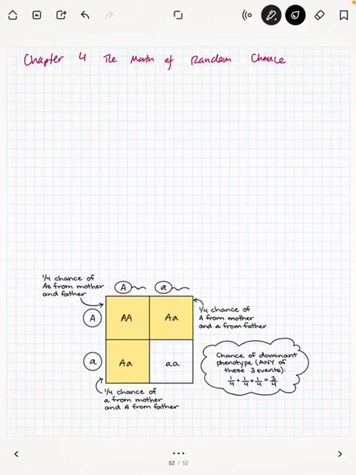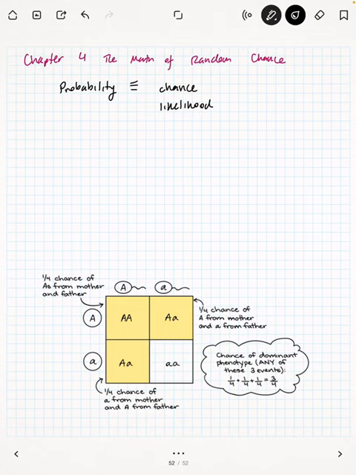We begin with Chapter 4, the Math of Random Chance, where we delve into the mathematical underpinnings of probability. You can think of probability to be roughly the same thing as chance or likelihood. We'll use those words sort of interchangeably, but what we're talking about here then are processes where we don't know exactly what's going to happen.